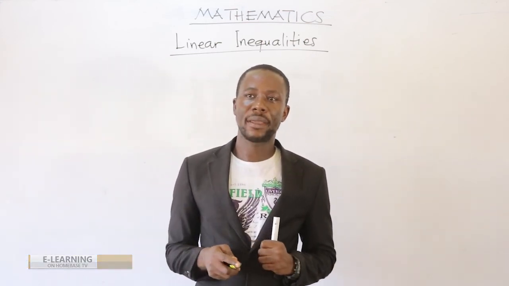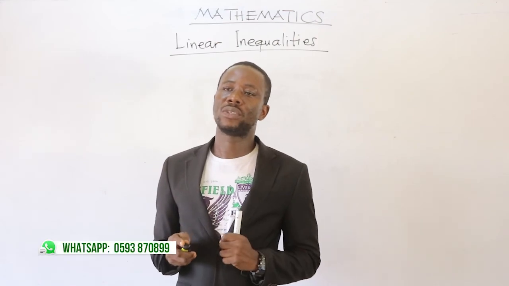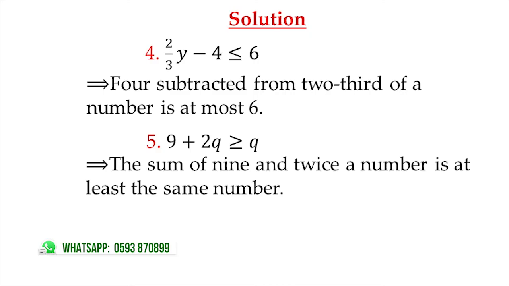Let's look at the fourth one. We have 2 over 3 y minus 4 less than or equal to 6. So 4 subtracted from 2/3 of a number is at most 6. If you don't want to use "at most", you can use less than or equal to. At most is the same as less than or equal to. 4 subtracted from 2/3 of a number is at most 6. Good. The fifth one, the last one, you have 9 plus 2q greater than or equal to q.